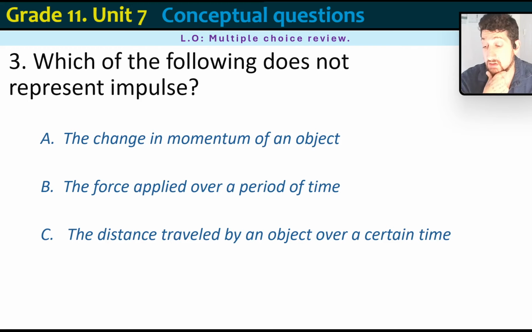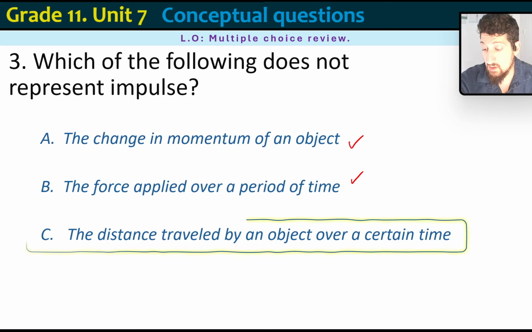Which of the following does not represent impulse? So we know there are two definitions for impulse. The first one is that impulse is the change in momentum. The second one is that impulse is force multiplied by time. So in this case, we have the change in momentum, which is the first one. The second one says the force applied over a period of time. So both of these are correct. The distance traveled by an object over a certain time? No, last time I checked, that was speed. So that's the wrong one.